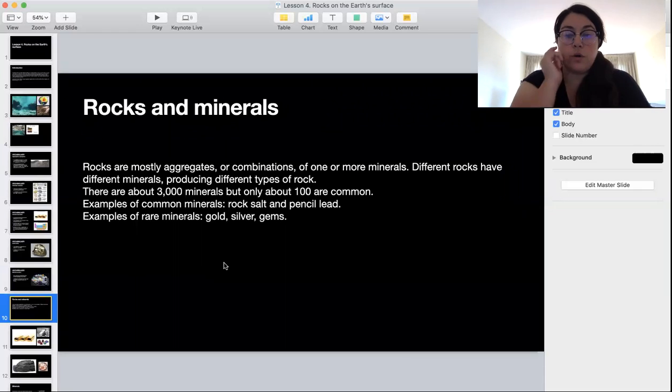Okay, so for rocks and minerals, rocks are mostly aggregates or combinations of one or more minerals. Different rocks have different minerals, producing different types of rocks. There are about 3,000 minerals, but only about 100 of them are really common. Examples of common ones are rock salt and benzoylite, for example. But examples of rare minerals are gold, silver, gems. That's why they're expensive, because you don't find them everywhere.